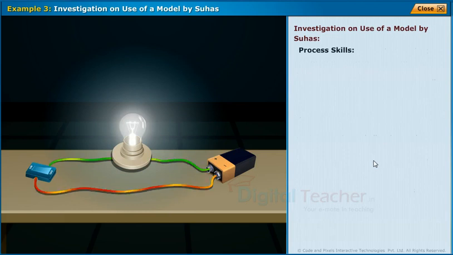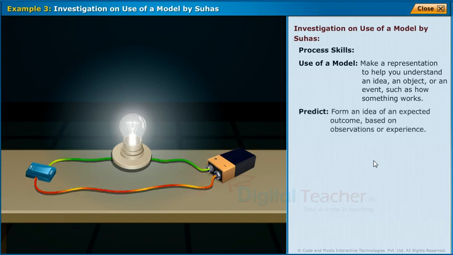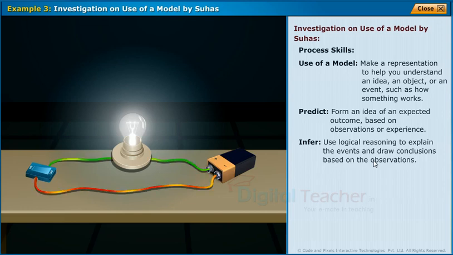Process skills. Use of a model. Make a representation to help you understand an idea, an object, or an event, such as how something works. Predict. Form an idea of an expected outcome based on observations or experience. Infer. Use logical reasoning to explain the events and draw conclusions based on the observations.